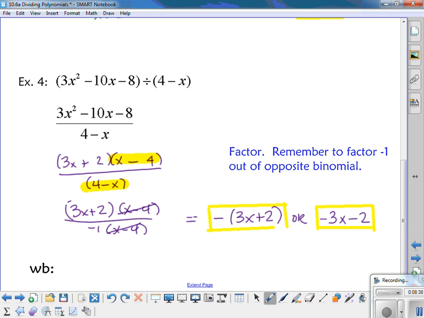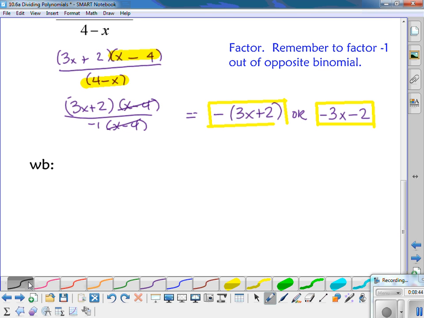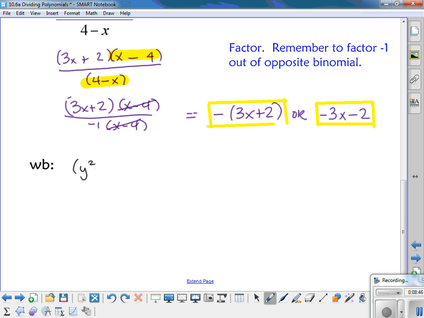All right, then here is one for you guys. Oh, look at that. It disappeared. Well, I better write it out then. Okay, we're going to have y squared minus 49 divided by 7 minus y.